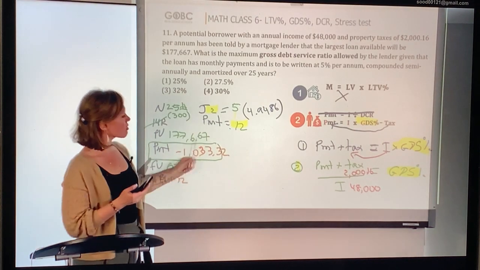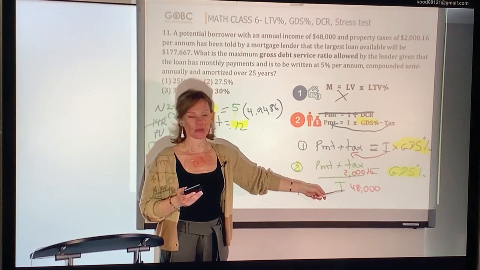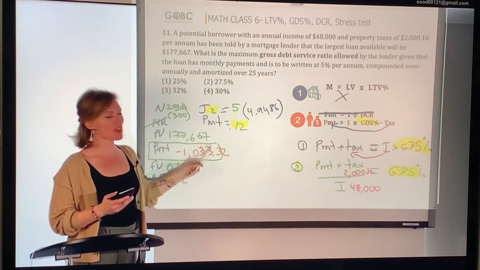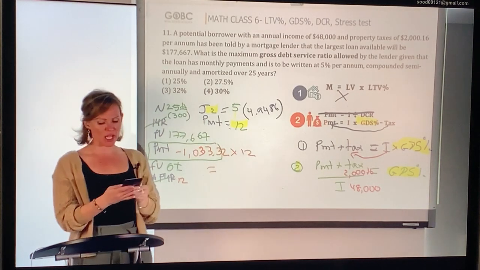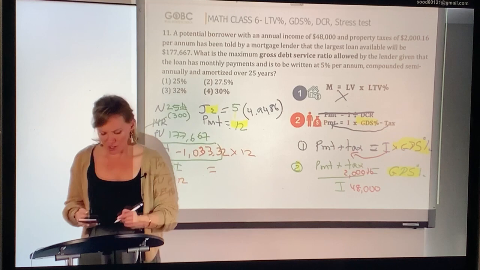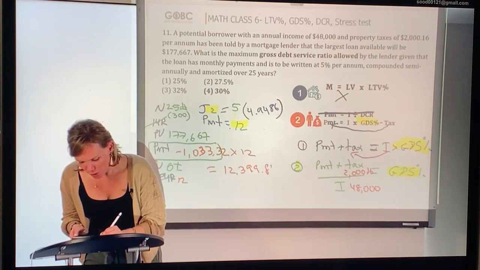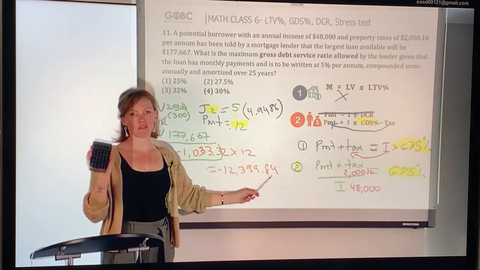Can I take this monthly payment and plug it into my formula, where my taxes are annually, my income is annually? So when you find the payment, you need to take that payment and multiply by 12. Why? Because I want to make sure that I have my payment as per year. So when I do this, the payment will come up as 12,399.84. Is that what you got?